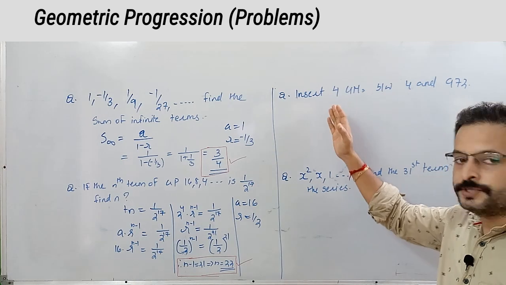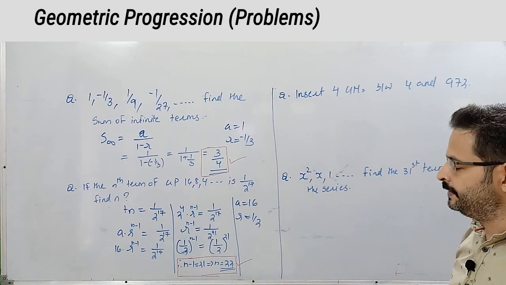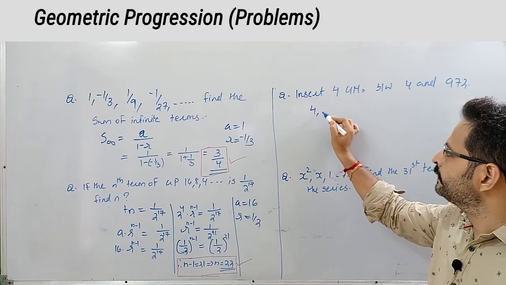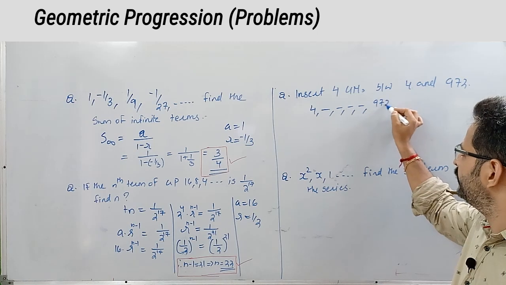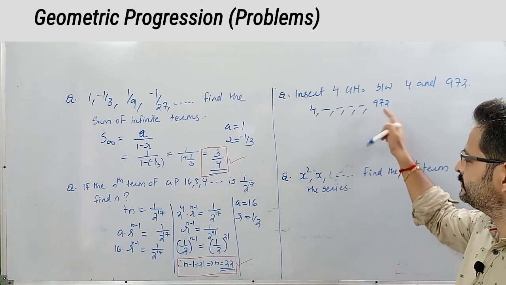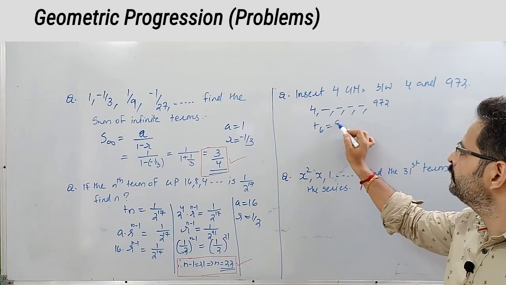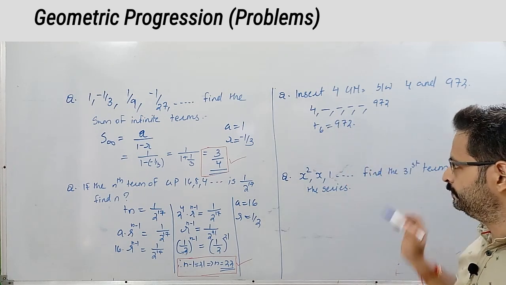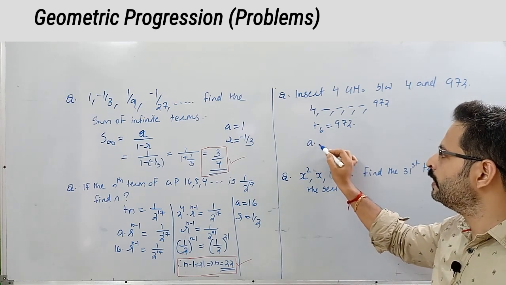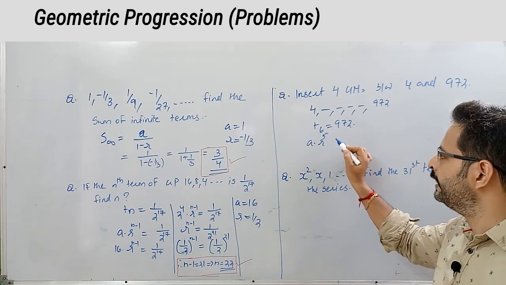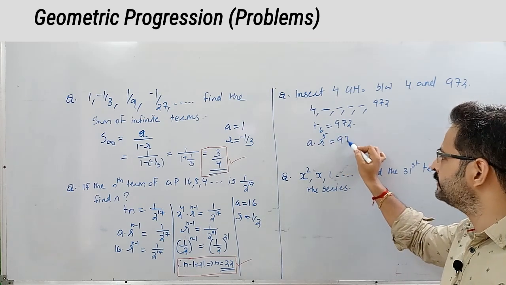Now consider the next question. Insert 4 geometric means between 4 and 972. That means 4, then 1, 2, 3, 4, then 972. That means 1, 2, 3, 4, 5, 6th term of the GP, T6, is equal to 972. So T6 can be written as A into R raised to n minus 1, that means 6 minus 1, 5, equal to 972.